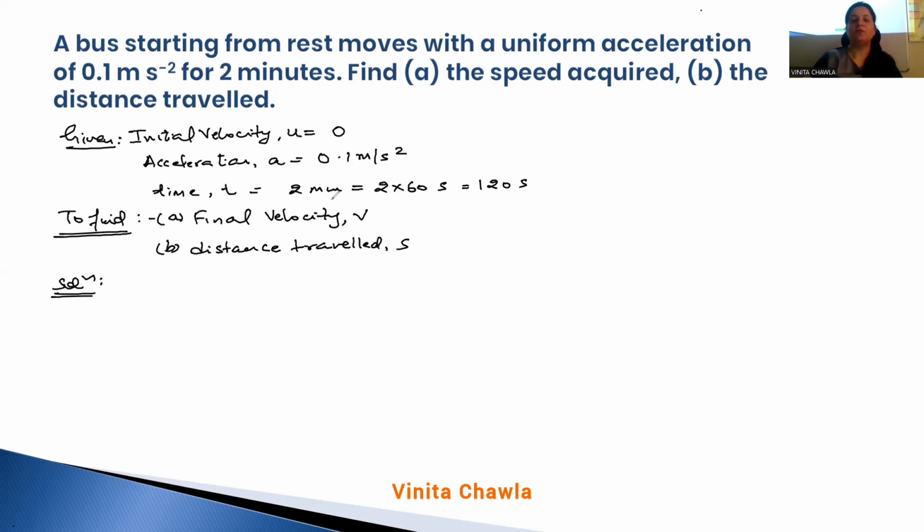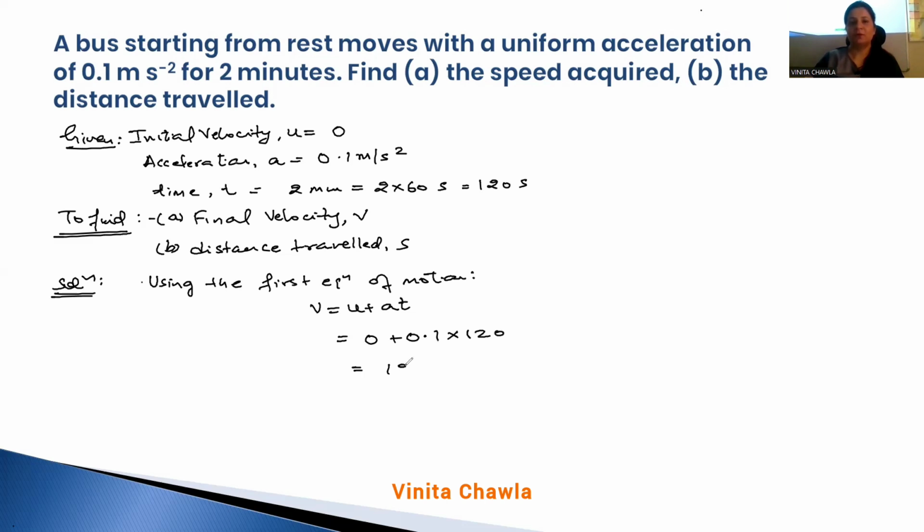See, we have to find out V. U, A, and T are given. So we can write the first equation because that equation relates all these four quantities. So using the first equation of motion, we need to write this every time we are using the relation of motion. We get V is equal to U plus AT. Now put the values here. U is 0, A is 0.1, and time is 120 seconds. So this is 12 meter per second is the answer.